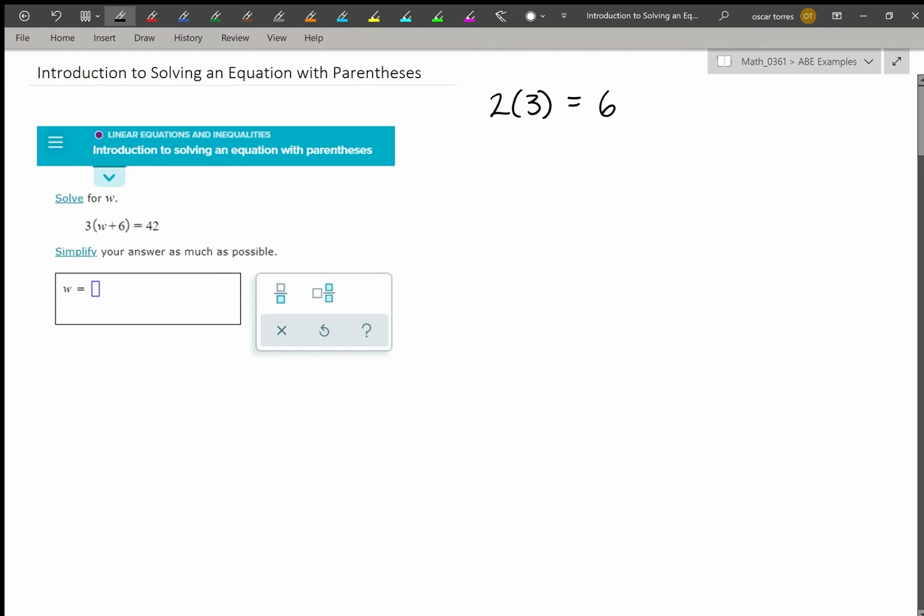That idea carries over to when we have this going on, where we have a number on the outside or to the left of a parentheses, just like we did here, and a set of numbers inside of the parentheses. The same exact thing happens. So let's go ahead and get started. We have 3 parentheses w plus 6 equals 42. There are two main approaches to solve for w, but the way I'm going to work these out for this particular lesson is through distributive property.